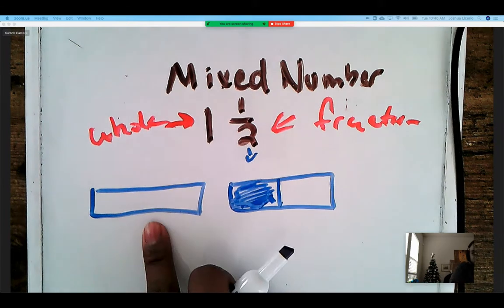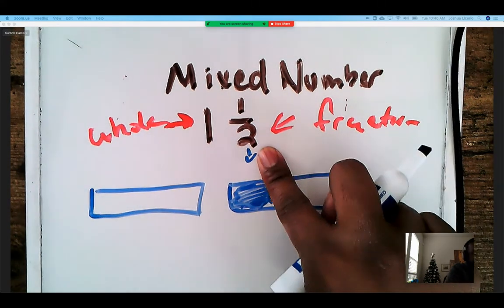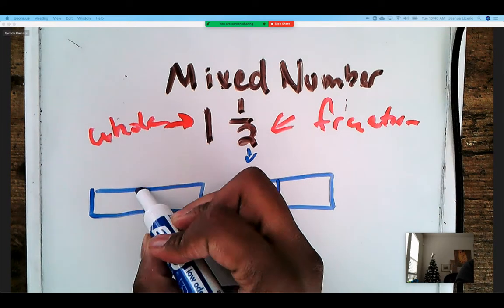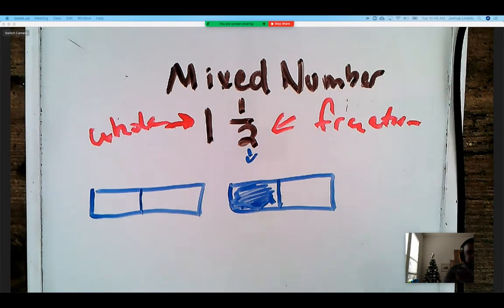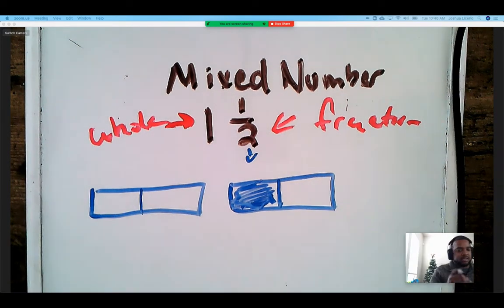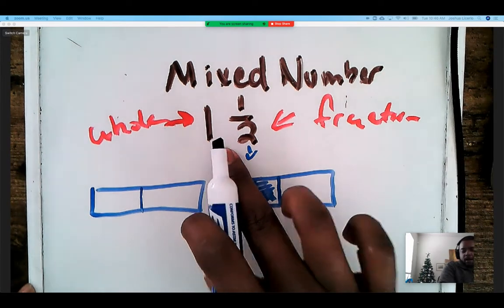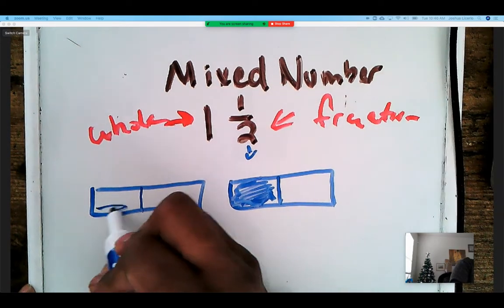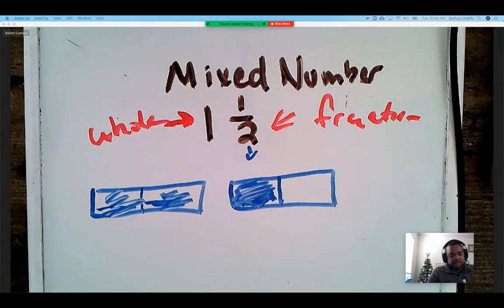Now, for my whole number, I also need to represent this correctly. Because the denominator of my fraction is 2, I need to split this into two equal parts as well. Both of my wholes should be split the same way, so they're both split into halves. Now, because this is one entire whole, this entire piece needs to be shaded. One thing that you will notice is this looks very similar to an improper fraction.